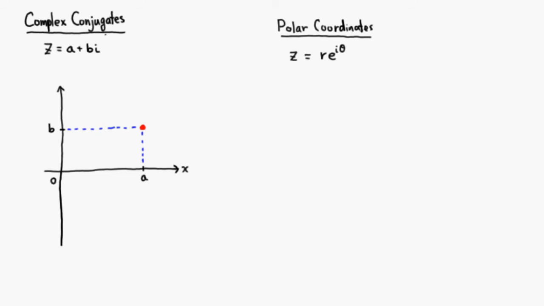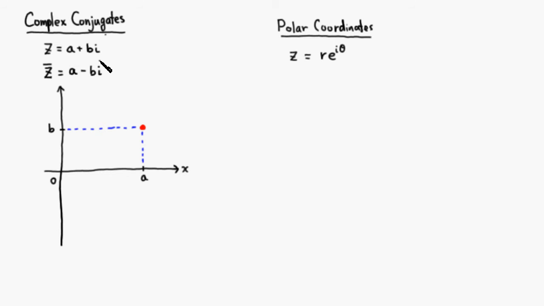Alright, let's look at the complex conjugates. Let's say a complex number z is equal to a plus bi. For the complex conjugate, we use z bar, which is equal to a minus bi: the real part stays the same, but the imaginary part gets negated, so negative bi.